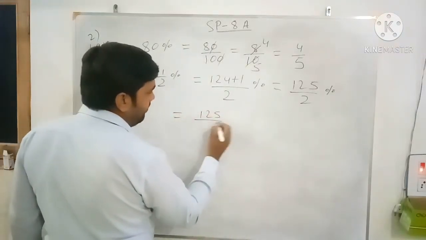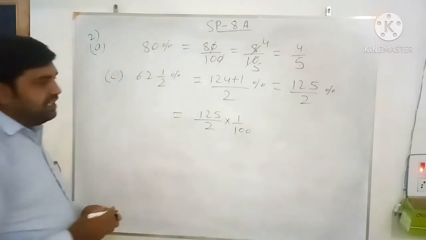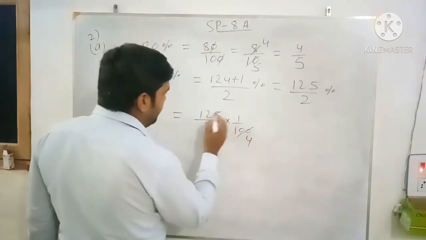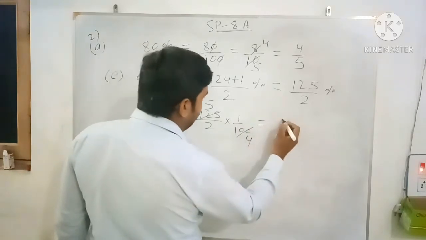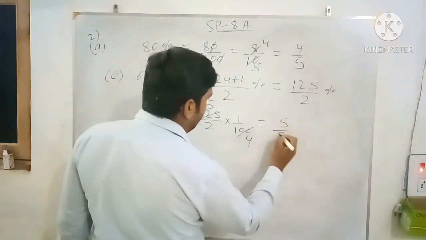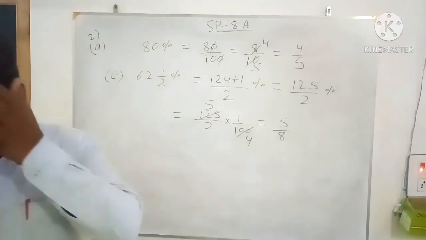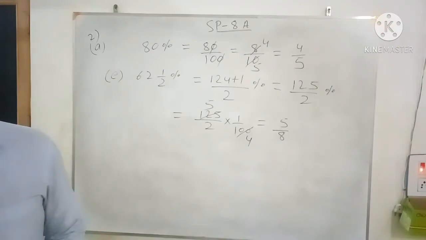125 by 2, and percentage means 1 by 100. On the place of percentage we can write 1 by 100. Now see 25 4s are 100, 25 5s are 125. Now the simplest fraction what we got, 5 1s are 5, 2 4s are 8, that is 5 by 8. Similarly you can do the remaining question.